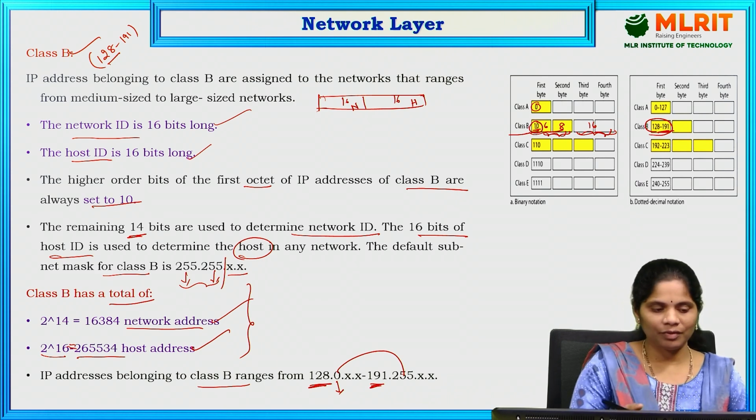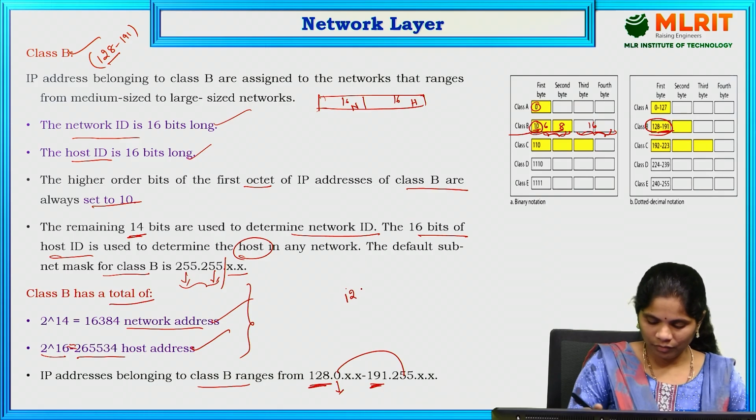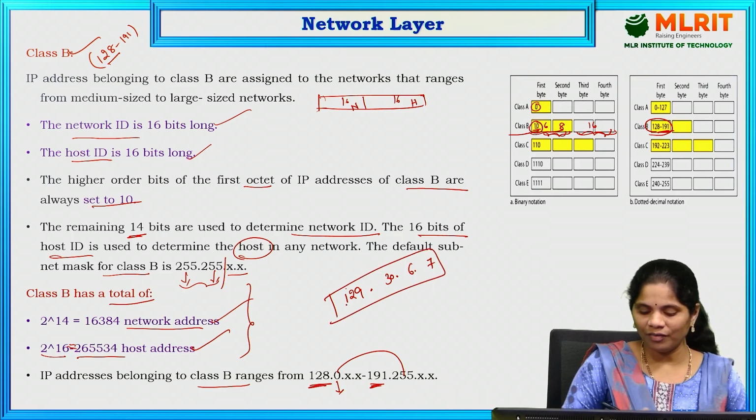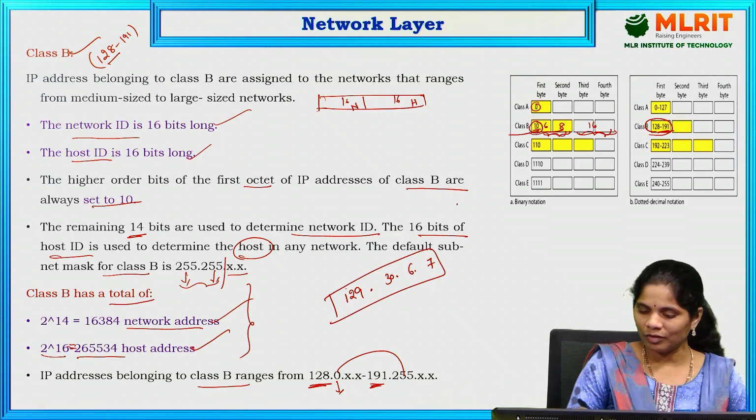And suppose if you write in class B, suppose the address is 129.30.36.7. If we talk about this particular IP address, how do we say what the range is? We have to check in between whatever numbers are there, in which range the number lies.